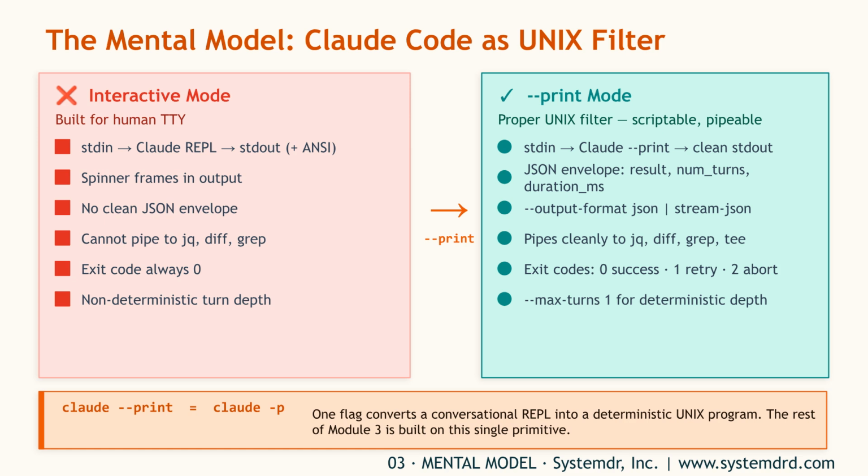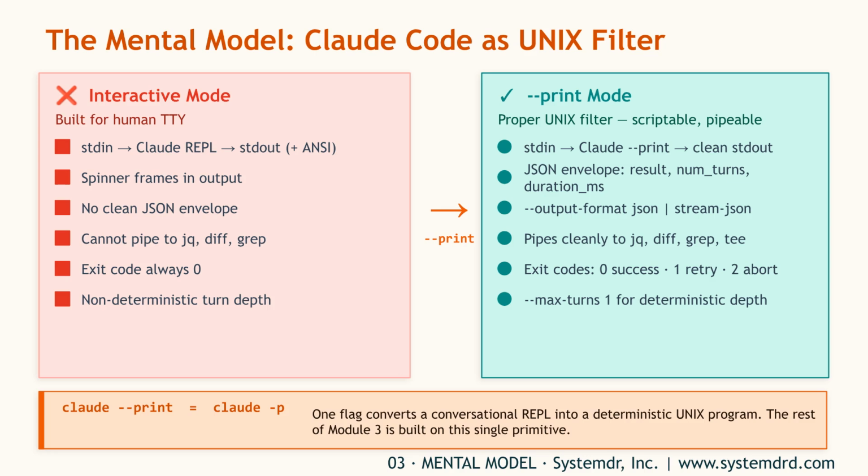The orange arrow in the center represents the --print flag, or its alias, -p, one flag. On the right, what you get. Standard in goes in, clean response comes out on standard out, wrapped in a JSON envelope that your scripts can parse. Exit code reflects the actual result. 0 for success, 1 for a retryable error, 2 for a script bug. And you can cap the turn depth with --max-turns.